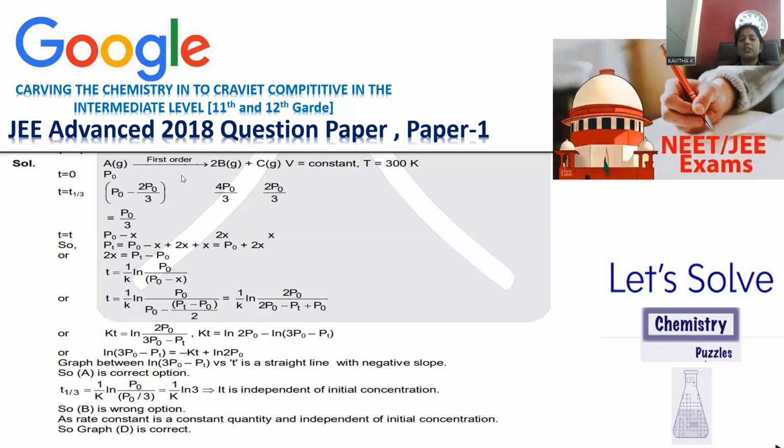After getting this, the reaction is called first order kinetics. For first order kinetics, the equation is time t is equal to 1 by K ln P naught by P naught minus X. P naught is nothing but the initial pressure of the reactant, and P naught minus X is the concentration of the starting material after t time. So 1 by K ln P naught by P naught minus X can be taken.